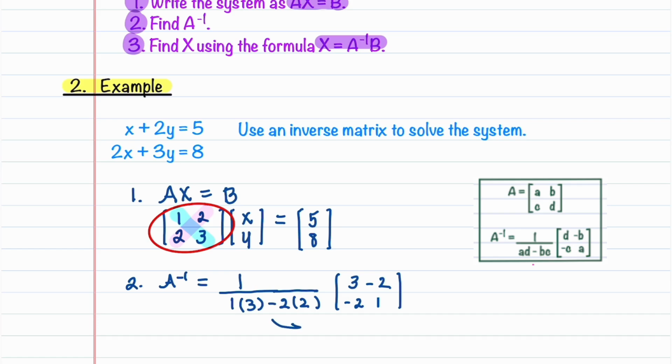Let's compute what our determinant is. That is 3 minus 4, which is negative 1. So what's going to happen is we're going to bring that negative 1 inside our matrix, and every entry in our matrix is going to get a negative. So this is minus 3. We have a minus and negative 2 becomes positive 2. We have another positive 2 and then a minus 1. That's A inverse.